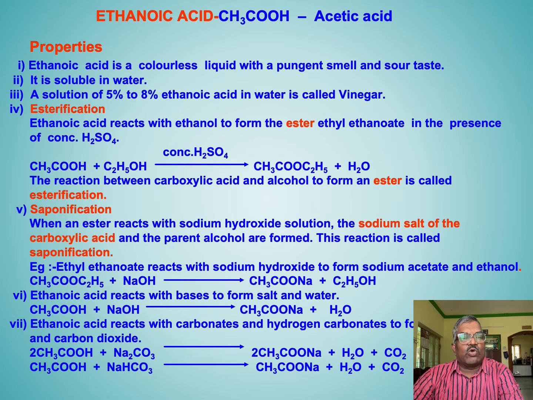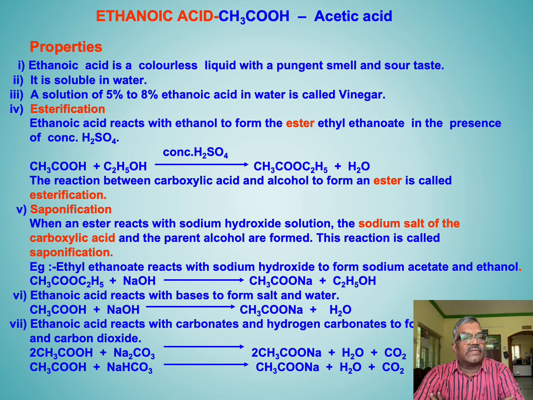So it is a soap making process. When ester reacts with sodium hydroxide solution, sodium salt of carboxylic acid and the parent alcohol are formed. This reaction is called saponification. I already told you, it is used for making soaps. And here the esters, usually fats or oils, are used for making soaps, and sodium hydroxide or potassium hydroxide, the base solution, will be used for saponification.